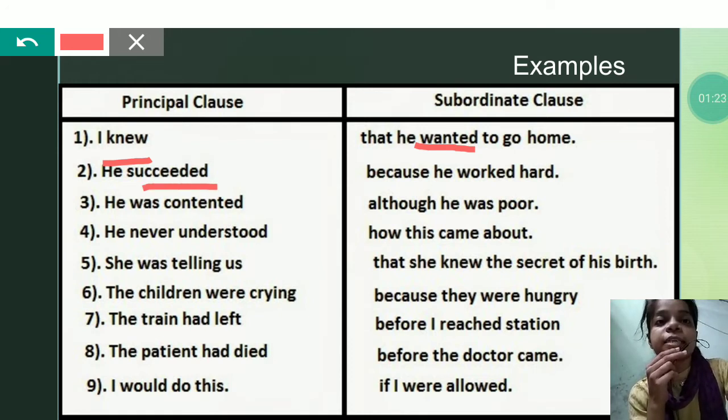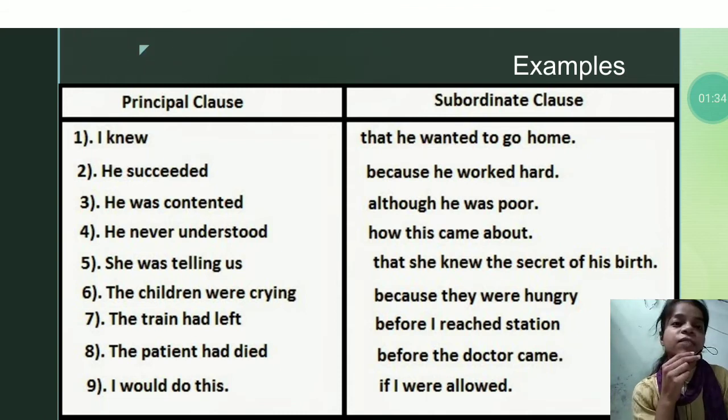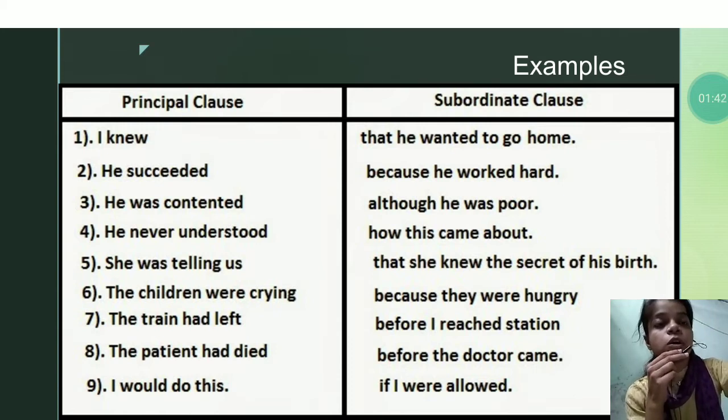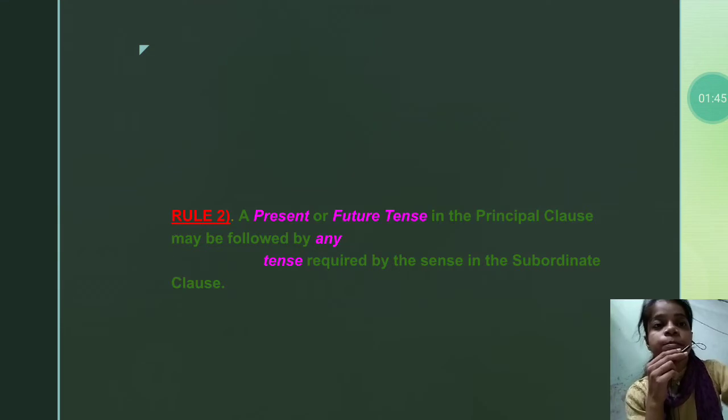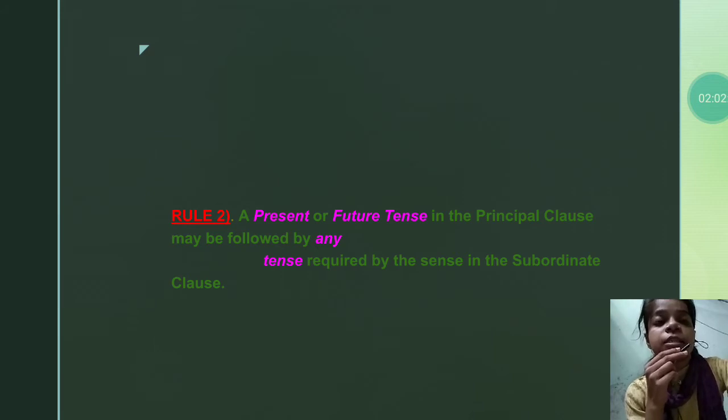He succeeded because he worked hard. So you can see that both the clauses of one sentence contain past tense. Whenever there is a past tense in the principal clause, you have to use past tense in the subordinate clause also. Let's move to the second rule. Second rule is that if there is present tense or future tense in the principal clause, then we can use any tense in the subordinate clause according to the required situation.